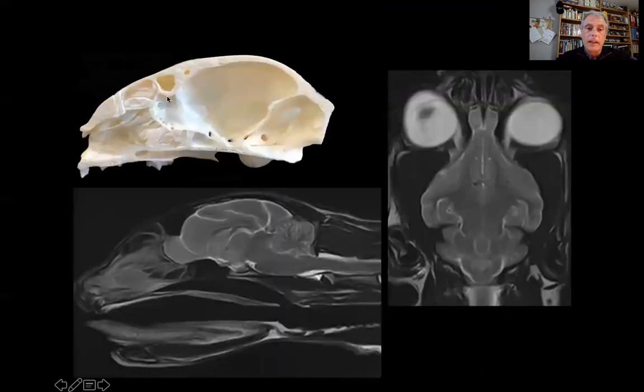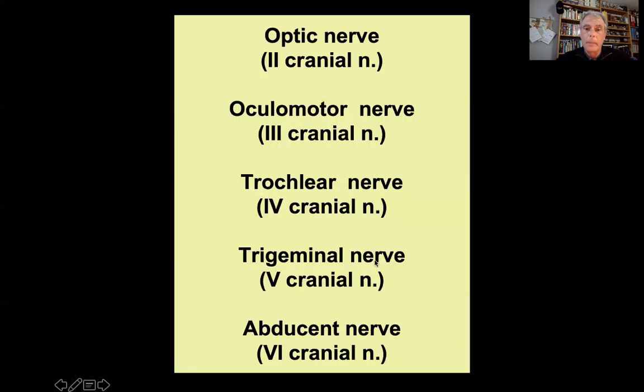In the case of a cat, you have here the cribriform plate of the ethmoidal bone, and you see on an MRI in a midplane section a big olfactory bulb here, and on dorsal sections the olfactory bulbs in contact with the cribriform plate of the ethmoidal bone.